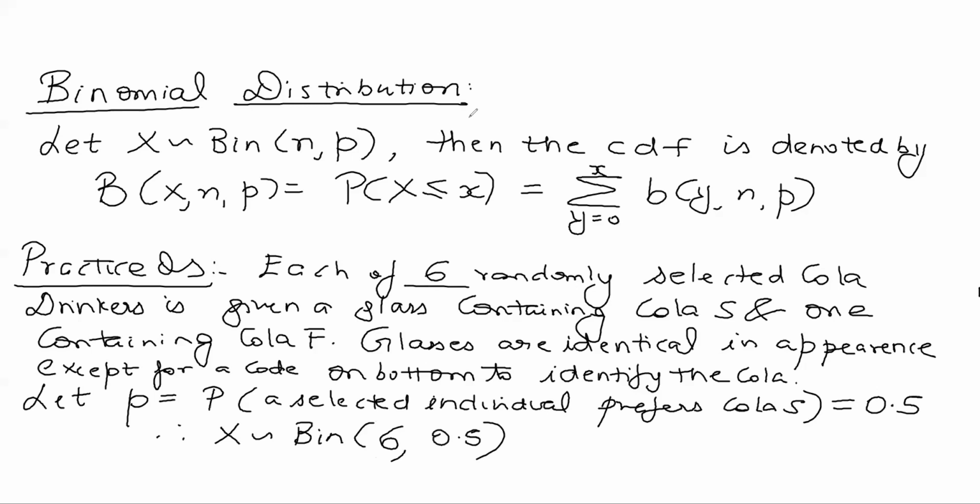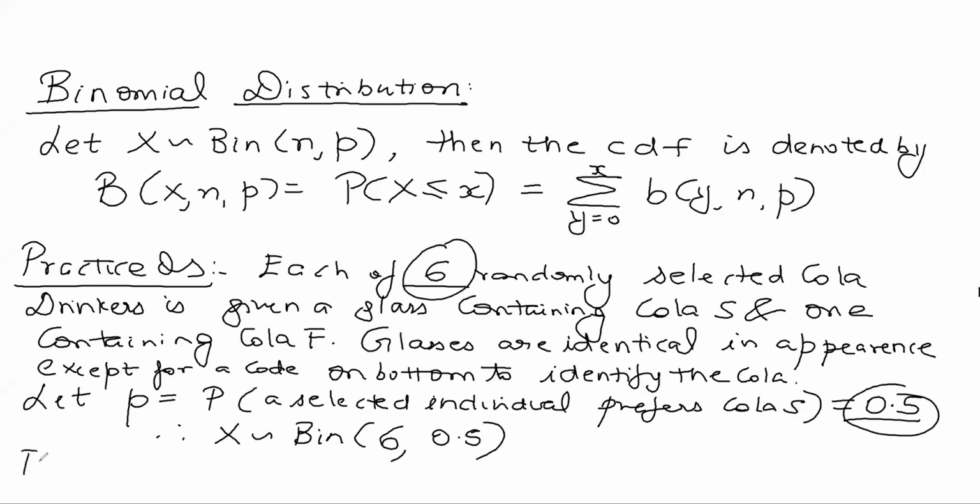So I am again discussing the question with you. Each of the 6 randomly selected cola drinkers is given a glass containing cola S and one containing cola F. The glasses are identical in appearance except for a code written on the bottom to identify the cola. So there are 2 types of cola. The glasses are exactly identical, but below the glass you can see either S written or F written. Let P denote the probability that a selected individual prefers cola S. That's my success. So I can say X follows a binomial distribution with parameters 6 and 0.5. This is my N and this is my P.